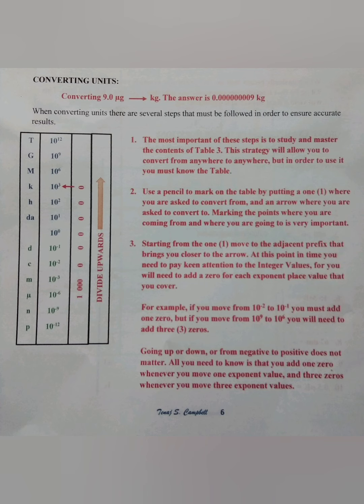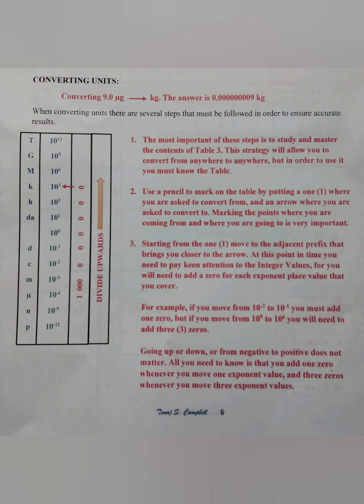5. Redirect your attention to the written question to see if you are being asked to convert from a larger unit to a smaller one or vice versa. In the question above, you are being asked to convert from micrograms to kilograms, and since the micro is smaller than the kilo, you are moving up the table. Whenever you move up the table, converting from a smaller unit to one that is bigger, you divide. And whenever you move down the table, converting from a larger unit to one that is smaller, you multiply.